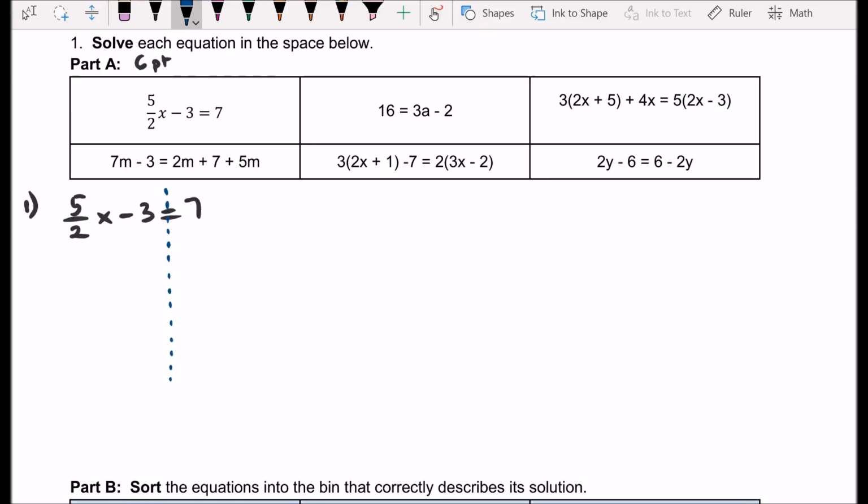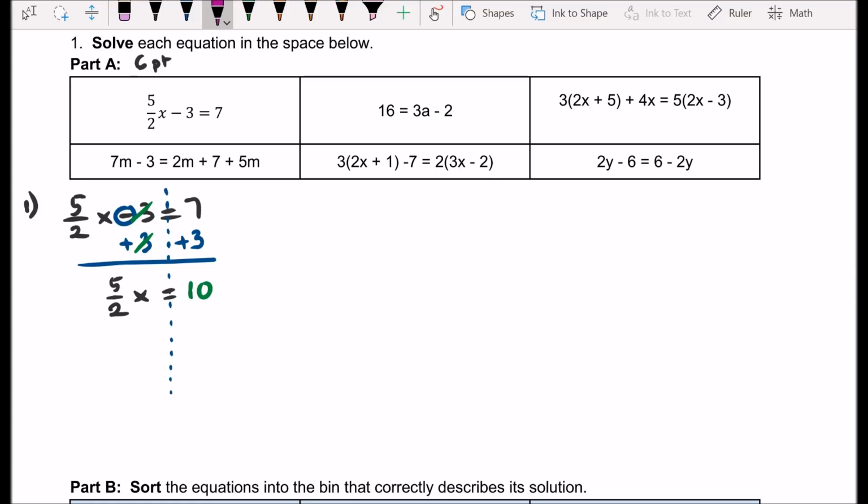Alright, we try to isolate the x. So first I'm gonna head into the negative side. To solve an equation, or to get x by itself, we're gonna do the opposite operation. This one is minus, so you're gonna add 3 on both sides. By adding 3, negative 3 and positive 3 will cancel each other out, leaving you with 5 over 2 x. And on the right side, we're going to add them: 7 plus 3 gives you 10.